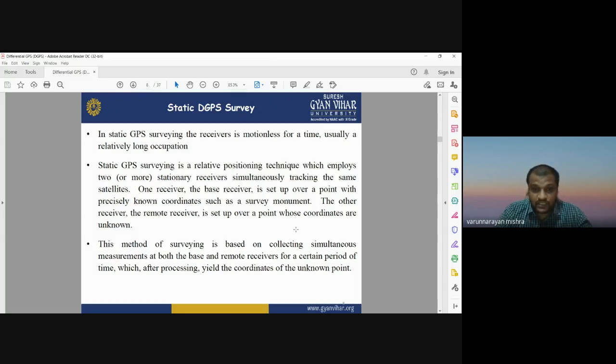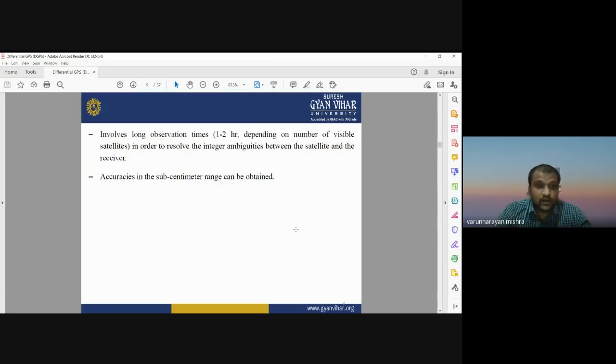After processing, we will have the information about the errors, and that error will be used to rectify the positional shifting, or you can say the errors in the precise location of any point on the real world object. Here you see it involves long observation, like you need 1 to 2 hours depending on the number of visible satellites for getting the coordinate at any location.